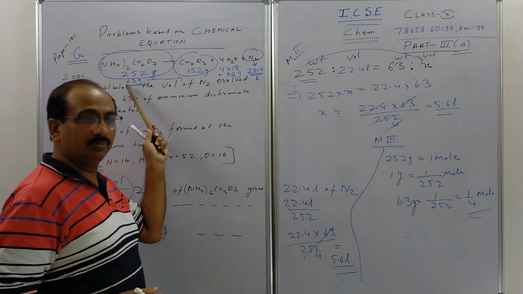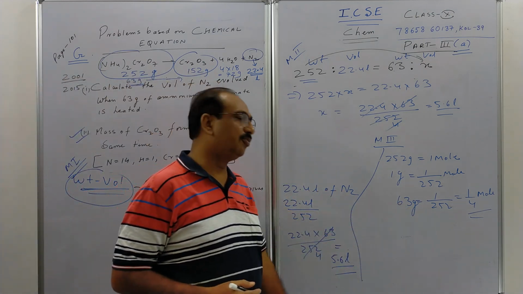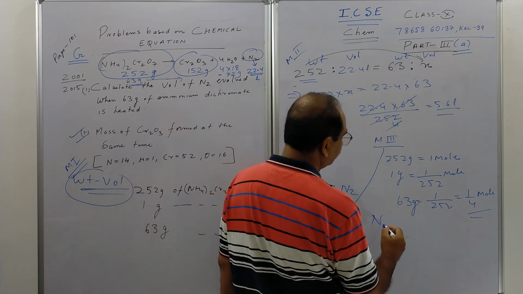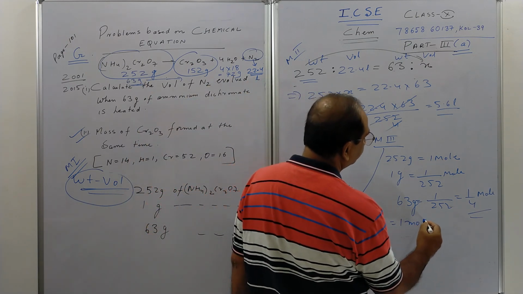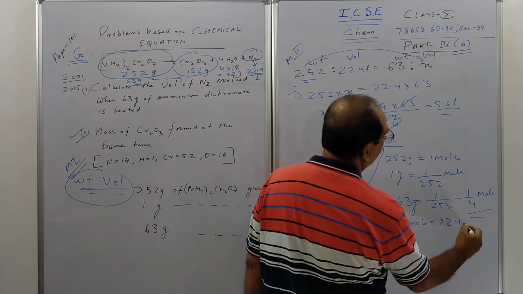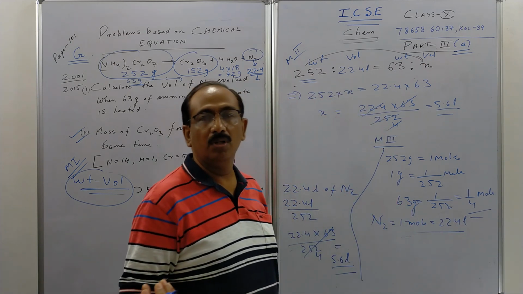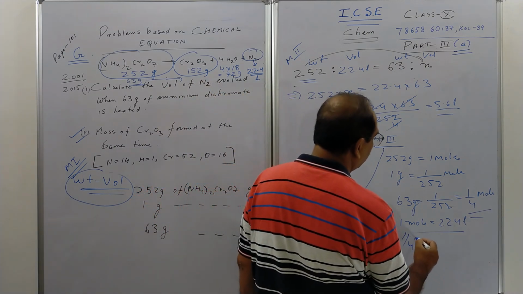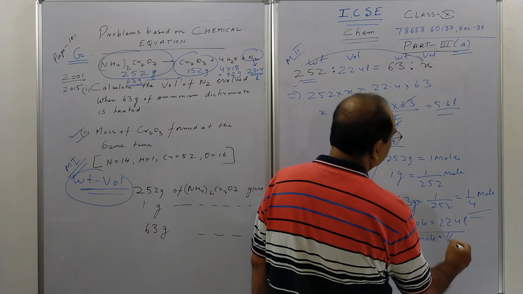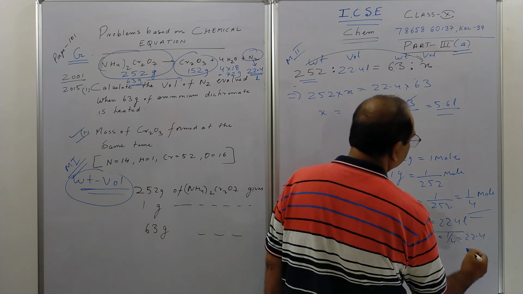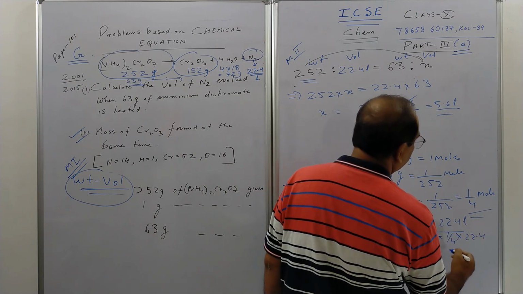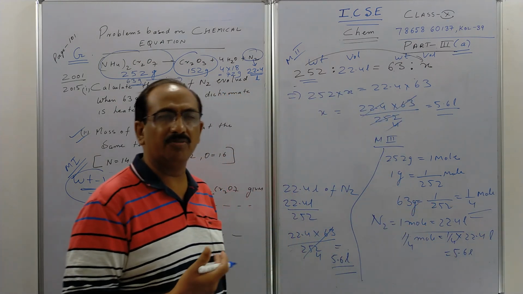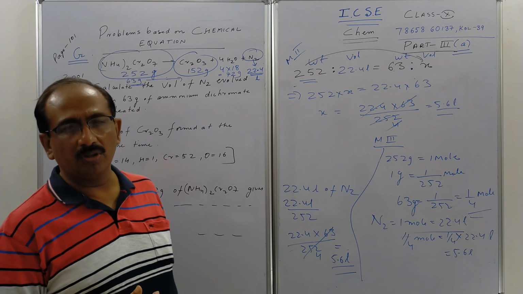Last one, if you use this concept of mole: 252 gram is 1 mole, 63 is 1/4 mole. So 1/4 mole will give you 1/4. Nitrogen 1 mole volume is 22.4 liter, the molar volume of 1 mole. So 1/4 mole will be 1/4 of 22.4 liter. So you will get 5.6 liter. Any method you use, you may see my first introductory video and you'll understand.